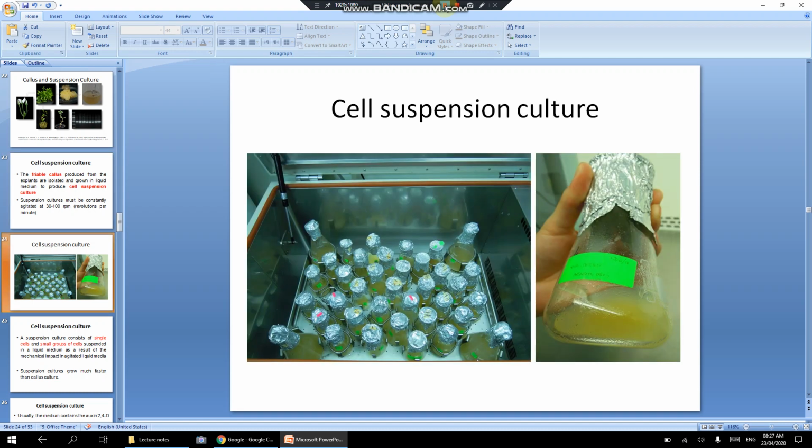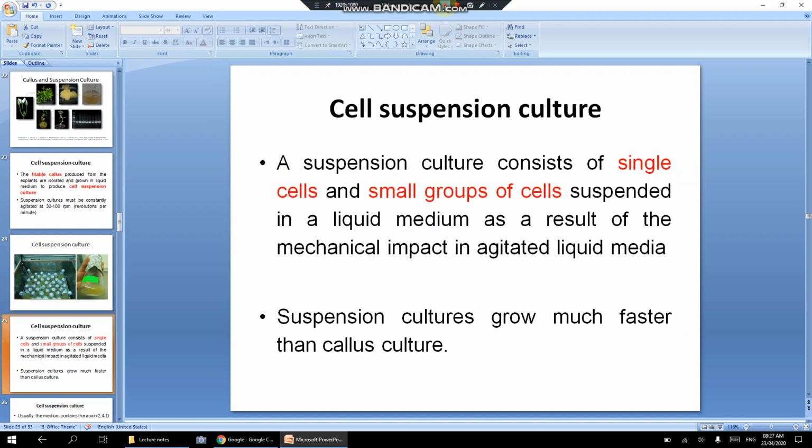So this is how it looks. It's friable, and it looks like cells that have been broken through agitation. A cell suspension culture consists of single cells and smaller groups of cells suspended in a liquid medium as a result of the mechanical impact in agitated liquid media. Every time you agitate your media, all of the cells become broken into single cells. So suspension culture grows much faster than callus culture because it is constantly being exposed to the nutrients.